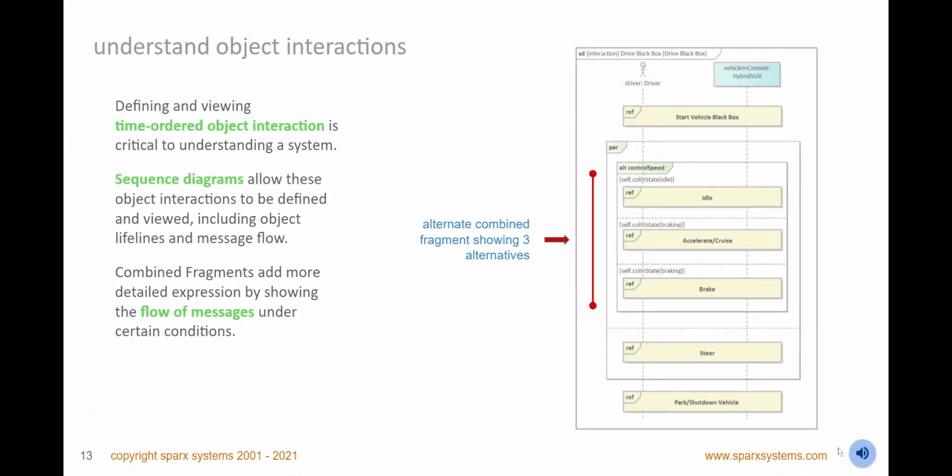Understand object interactions, using sequence diagrams that use lifelines and messages to describe the way system objects interact. Show alternate, conditional, looping and other behavior using combined fragments, and drill down to the underlying sequence diagrams. Create synchronous and asynchronous messages, and show lifetime events, such as when objects are created or destroyed.